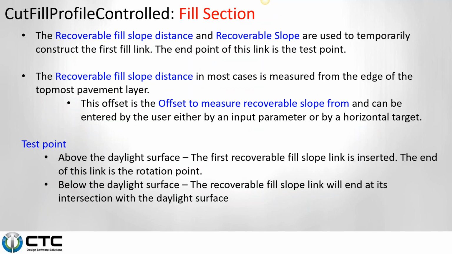So in a fill section, the recoverable fill slope distance and recoverable slopes are used to temporarily construct that first fill link. The endpoint of this link is called a test point. The recoverable fill slope distance in most cases is measured from the edge of the topmost pavement layer. So typically the edge of travel way. This offset is the offset to measure recoverable slope from, and can be entered by the user either by the input parameter or by the horizontal target.